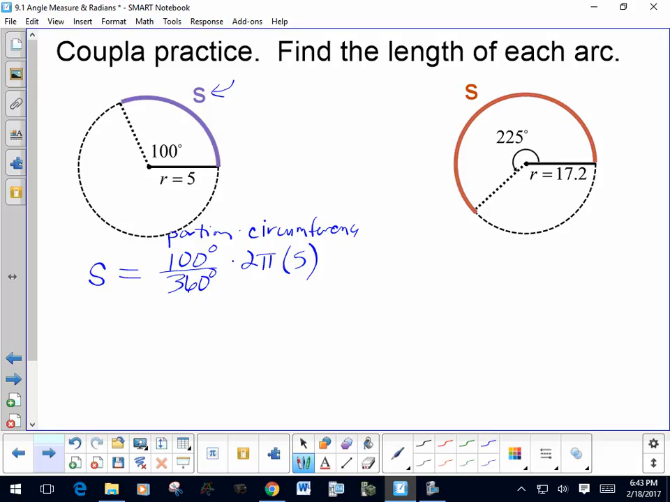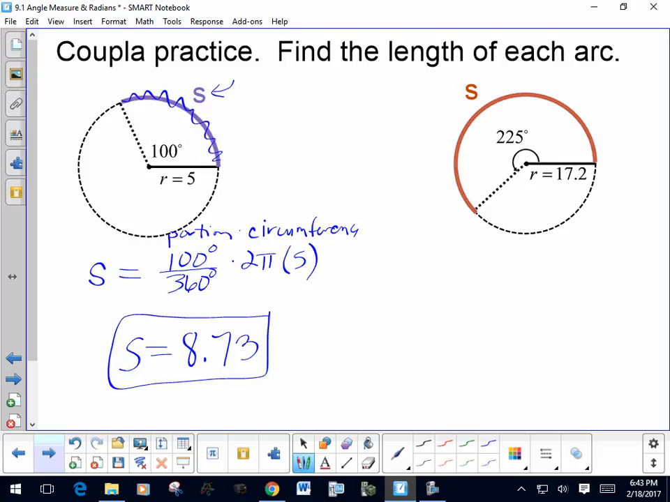And let's see. Oops, sorry. My calculator, I hit the wrong button. So the arc length here would be 8.73 units. Again, what we're finding is this length here of this arc.